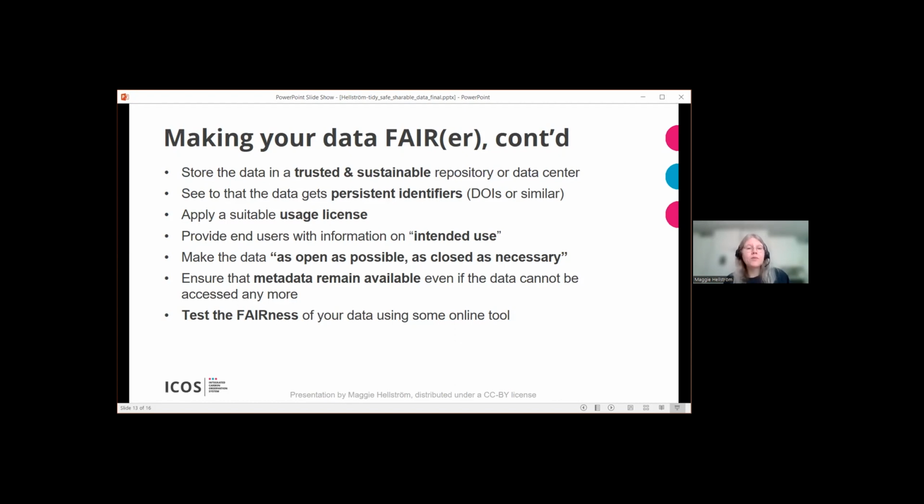Apply a suitable license. Also provide end users with some information on what the intended use of the data is from your perspective. That will at least help to avoid some misuse or wrong use, or however you might call it, of your data by others later on. Make the data as open as possible, but as closed as necessary.